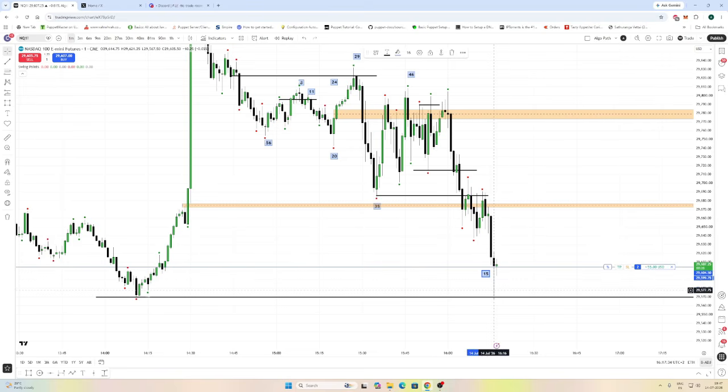So here I want to see minimum price going to 23. Russell should be strictly below this low.